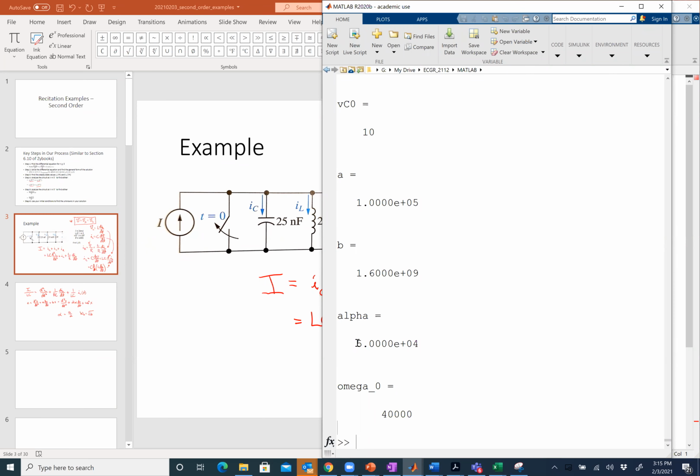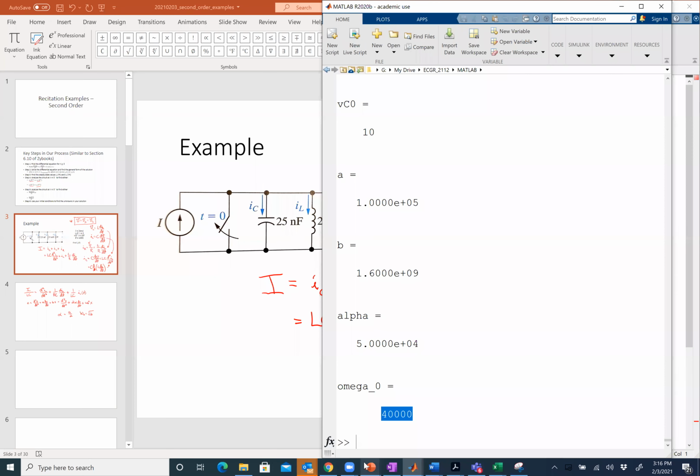All right, so 5 times 10 to the 4th is 50,000, and omega 0 is 40,000. So somebody who knows this: omega 0 is 40,000, alpha is 50,000. What am I looking at? What kind of dampedness am I looking at here? Overdamped, right? I'm looking at overdamped.